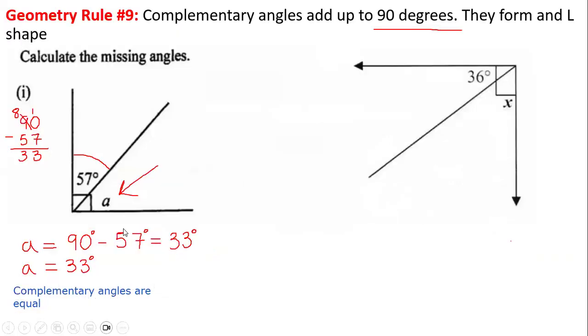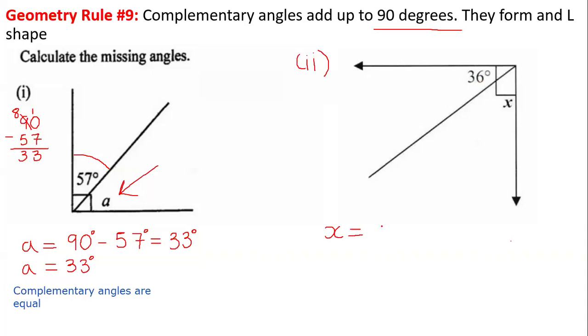Go ahead, Jaden. My answer for this one would be 54. 54, why do you say 54? Because I just minus 90 from 36. I say the answer is 54. Is this an L shape? Is this complementary? Okay.